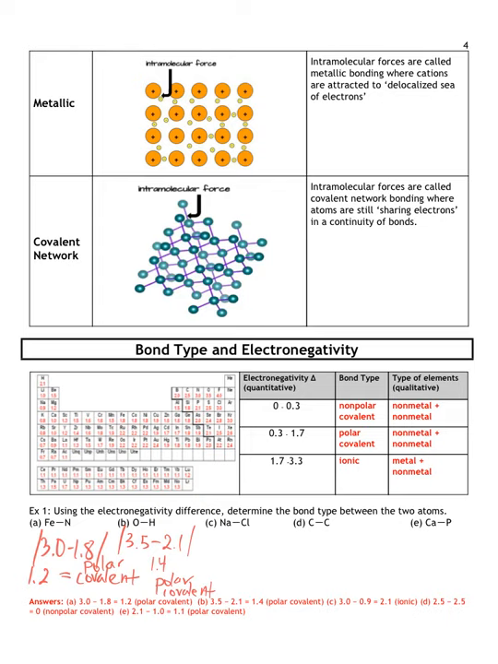Let's look at sodium chloride. Sodium has a value of 0.9. Chlorine has a value of 3.0. So 3.0 minus 0.9. I don't need to have an absolute value if I know that I'm always going to subtract the smaller value from the larger. And so this is 2.1, which means it's ionic. And sodium chloride is an ionic bond. Now if you have two of the same elements, 2.5 minus 2.5, you definitely know that is 0 net difference, and so this is a nonpolar covalent.